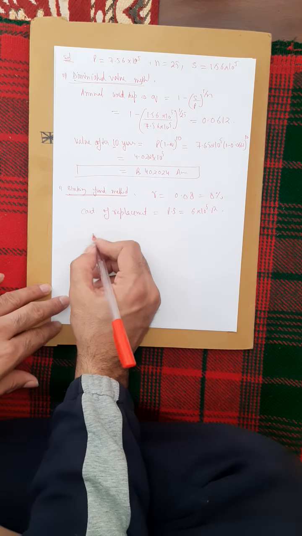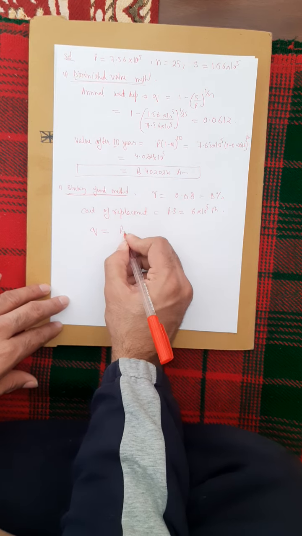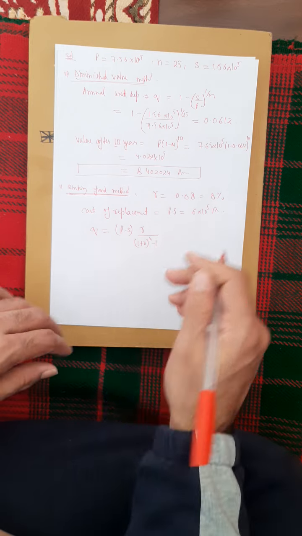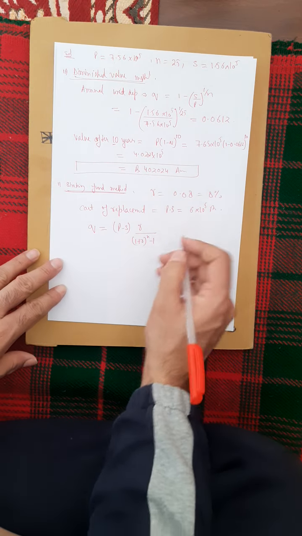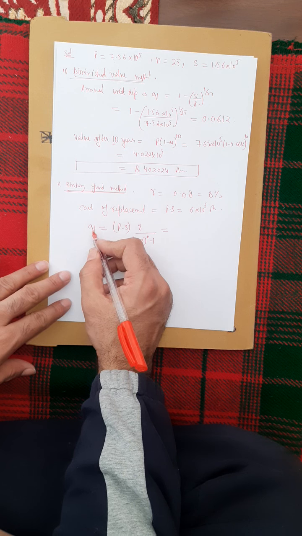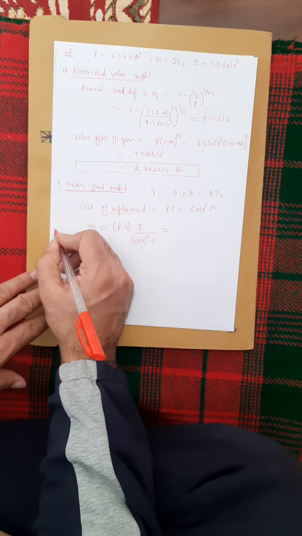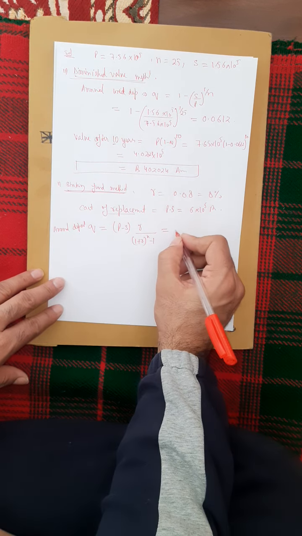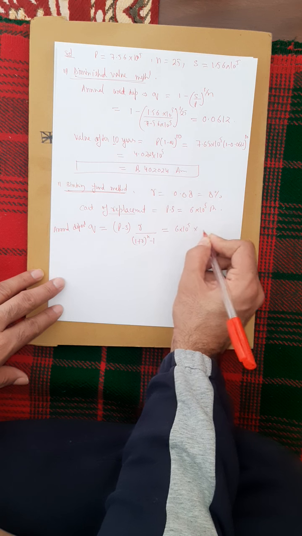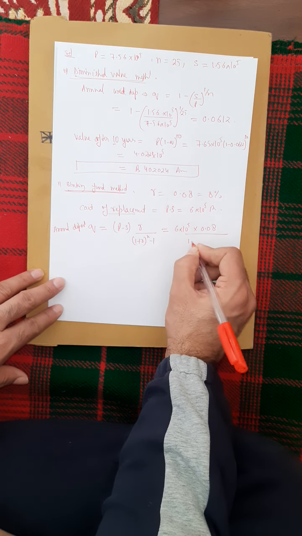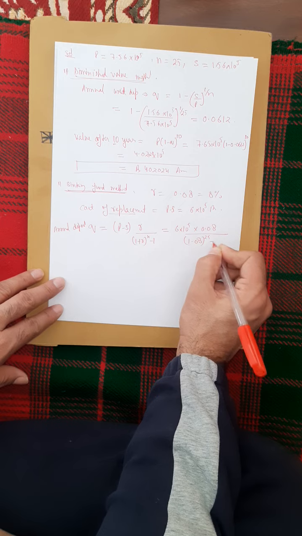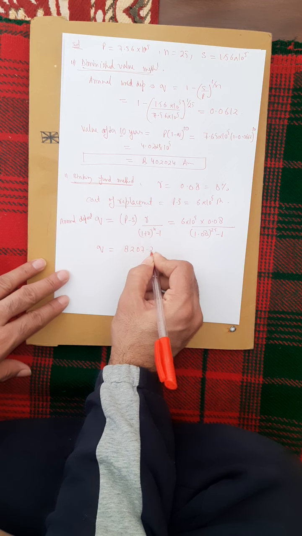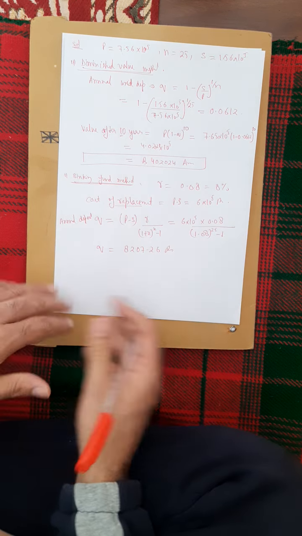So the annual deposit Q will be P minus S into R divided by 1 plus R raised to the power n minus 1. Okay, so this is the annual deposit. Annual deposit will be 6 into 10 raised to the power 5 multiplied by 0.08 divided by 1.08 raised to the power 25 minus 1, and this is coming out as Q equal to 8207.26 rupees. Okay, so this is the annual deposit.